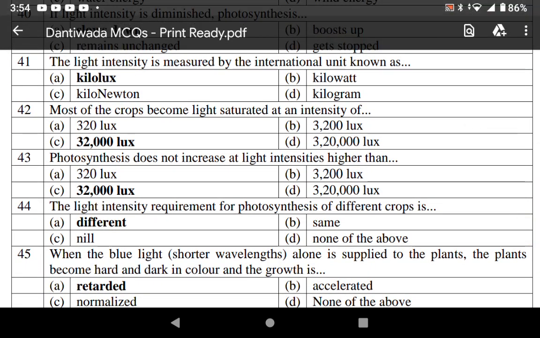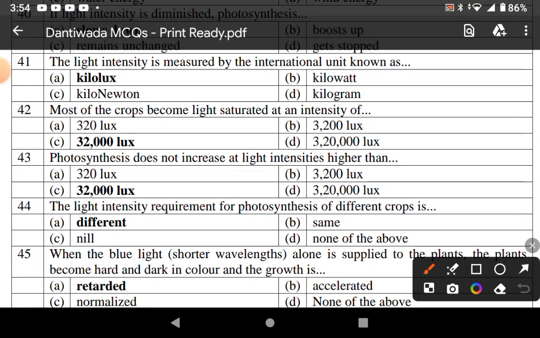Most of the crops become light saturated at an intensity of 32,000 lux. Photosynthesis does not increase on light intensity higher than 32,000 lux. The light intensity requirement for photosynthesis of different crops is different.